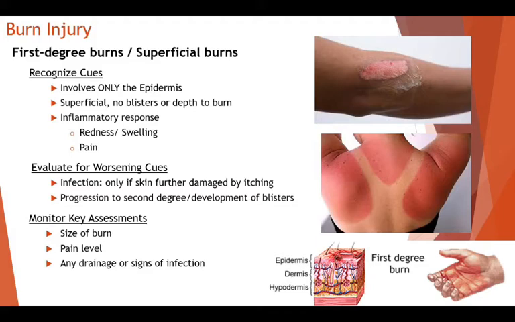But we're going to keep an eye on the size of it, and again, a small patch of skin. You can take a percentage of the arm. If the front of the arm is 4.5 and you have a small patch, you can say it's 0.5% or 1%. Size the burn, pain level. It's going to be extensive, and if there's any drainage or signs of infection, that is a worsening cue.